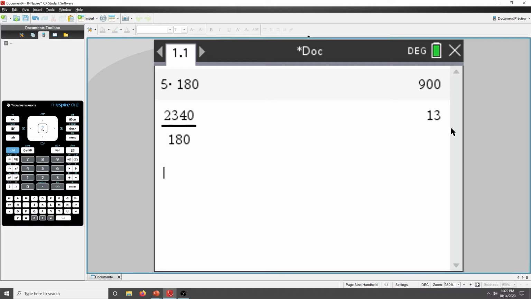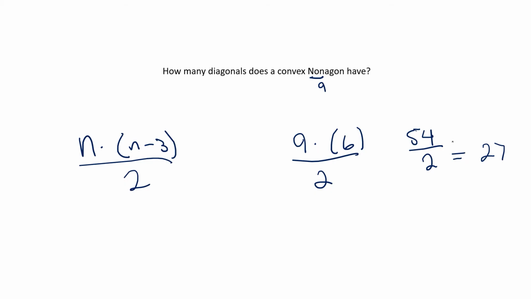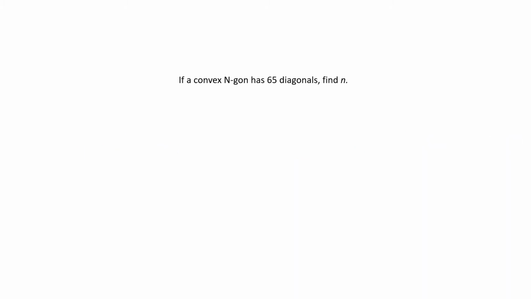Let's see if I did that correctly. 9 times 6 over 2, 27. Cool. So 27 diagonals you can make in a 9-sided polygon, which would be really annoying to have to just draw and do. So this formula is useful.